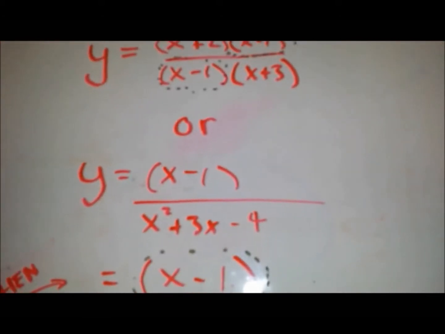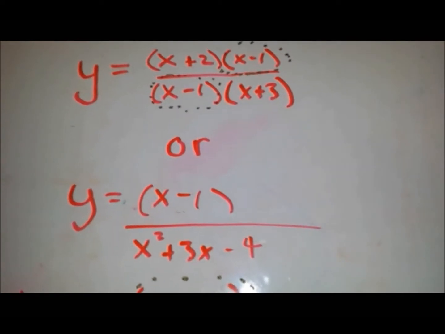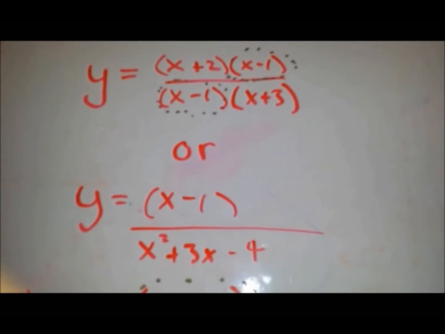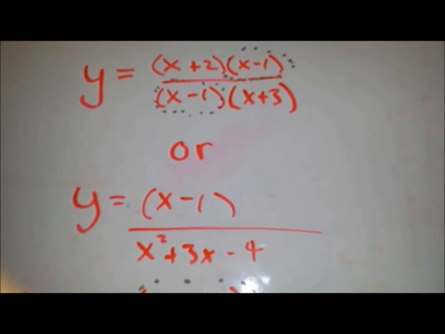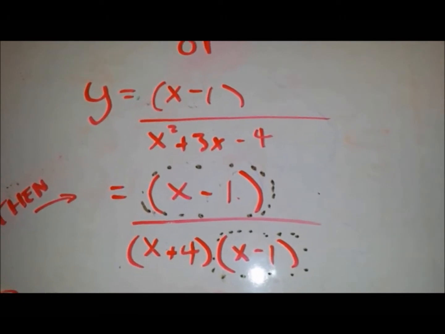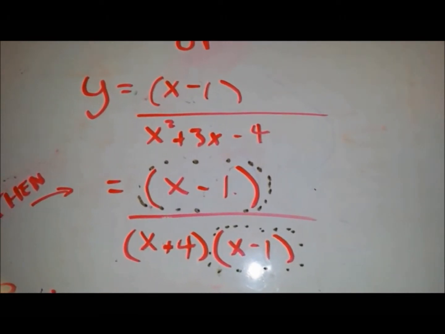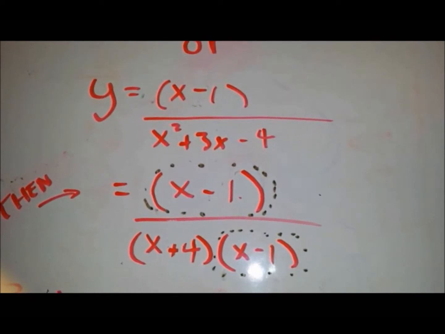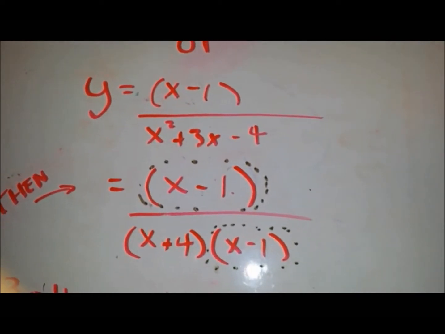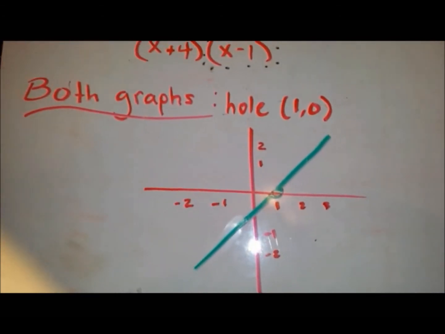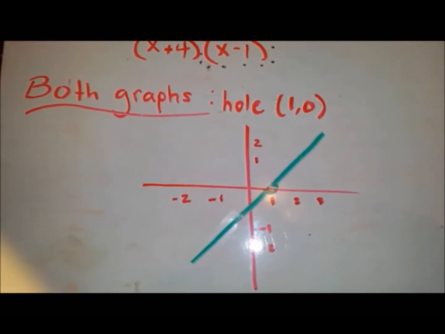When looking at the second example of x minus 1 over x squared plus 3x minus 4, it is hard to see that there is a common factor on both the numerator and the denominator, but simply factoring will give you x minus 1 over x plus 4 times x minus 1. This gives you a common factor of x minus 1 on both the numerator and the denominator, therefore giving you a hole at x equals 1. Both graphs will finally have a hole at x equals 1, depending on what they look like given the circumstance.